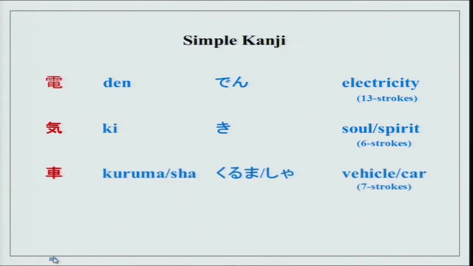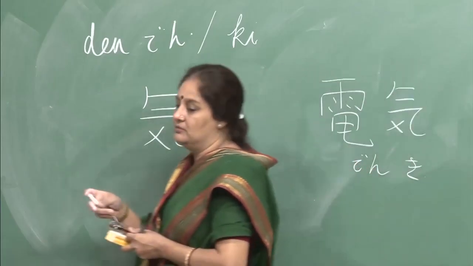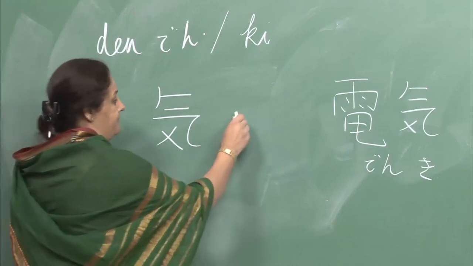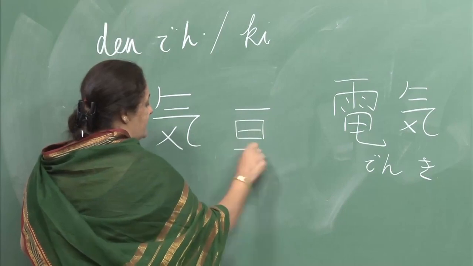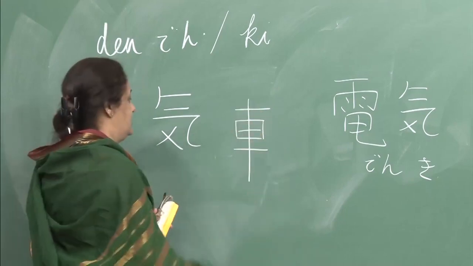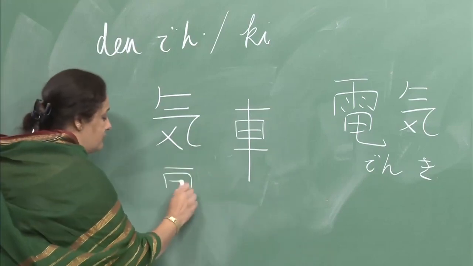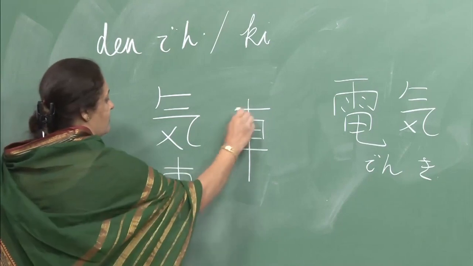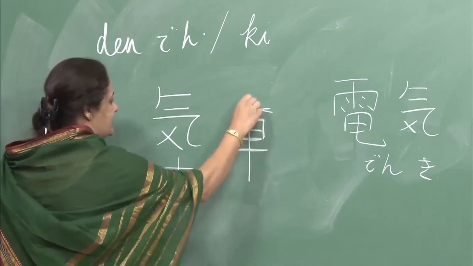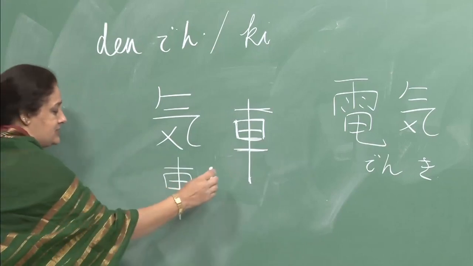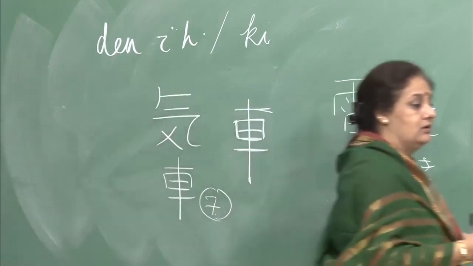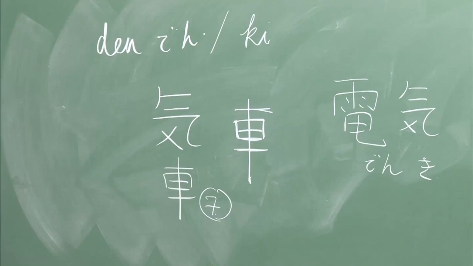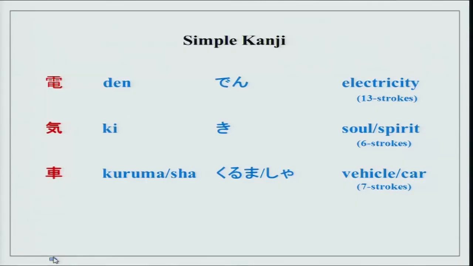Kuruma or sha, two readings to this. Kuruma, you know the word kuruma. Kuruma means car. Now, how is it made? 1, 2, 3, 4 and 5, and then you have a 6 over here. Once again, 1, 2, 3, 4, 5, 6 and 7. It is a 7 stroke character. I am sorry, I just said 6. So, it is a 7 stroke character, sha or a kuruma. Sha means wheels.